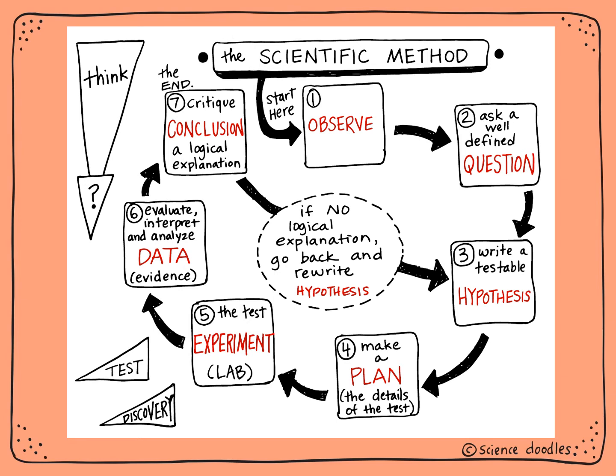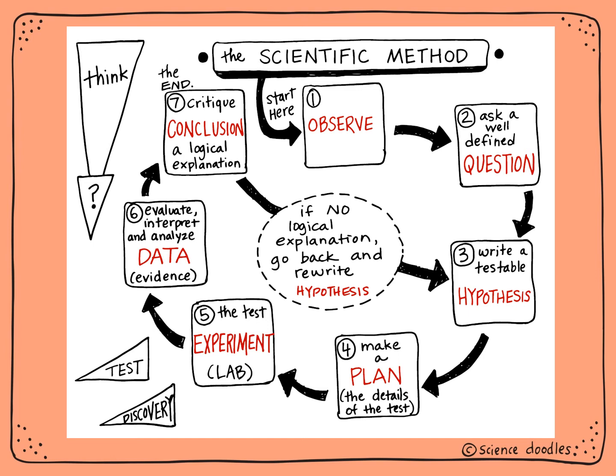Number 3, then you're going to write a testable hypothesis. It needs to answer your question directly. It needs to be in an if-then statement. So if I change this about the independent variable, then this will happen to the dependent variable. Number 4, you're going to make a plan, and that's the details of the test. And that's when you're going to write down your materials and your procedure, like the stuff you're going to use to do your experiment, and then the steps you'll take to actually do the experiment.